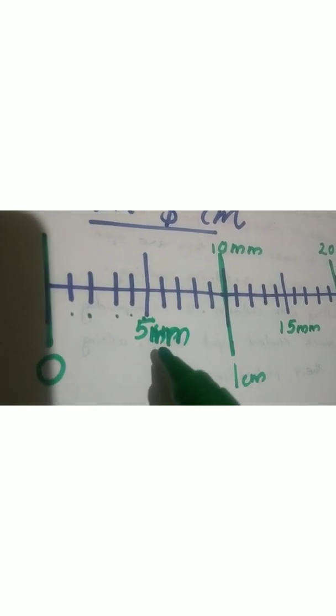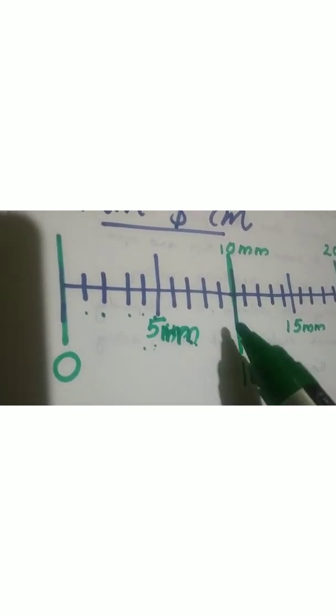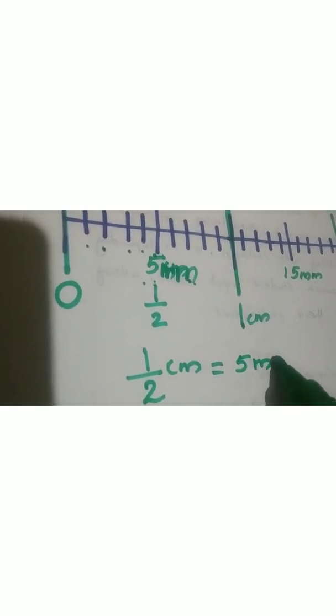So, here will be 5 millimeter. Okay, here will be 15 millimeter. Not 5 centimeter, 5 millimeter. Okay, not centimeter, this is millimeter. 5 millimeter and 15 millimeter. So we know that here 1, then this is half. Clear? So we can say half centimeter is equal to 5 millimeter.